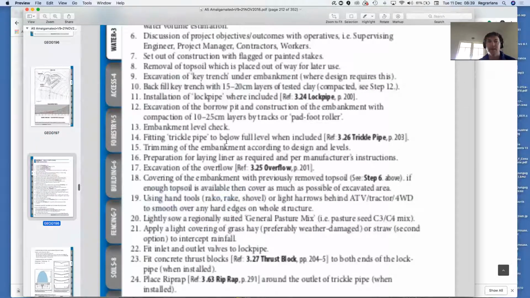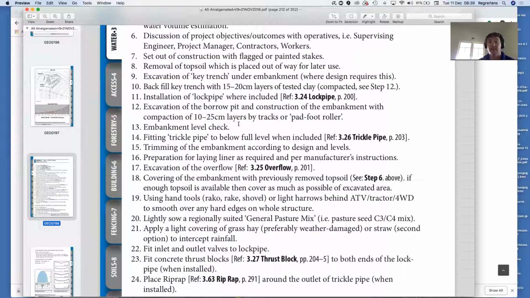The next thing that we do, after backfilling all of that, is install a lock pipe, and there's a section in this chapter on lock pipe. That's a pipe that's placed at the bottom of a dam embankment, and it's like turning the dam into a tank, so you can physically empty the whole amount of water that's in the dam. So they're quite useful, and that's the time when you put that in.